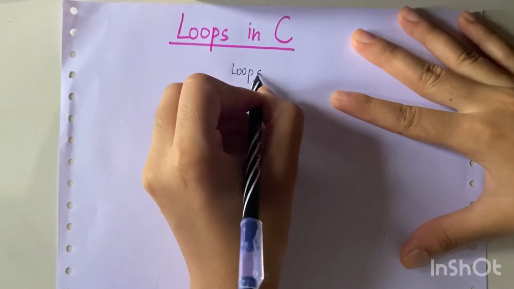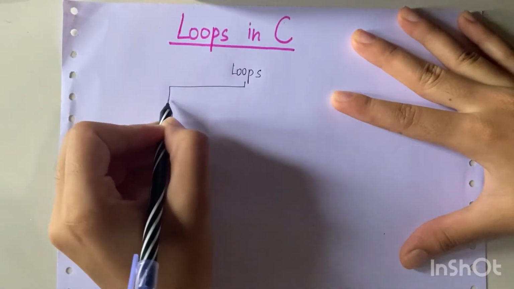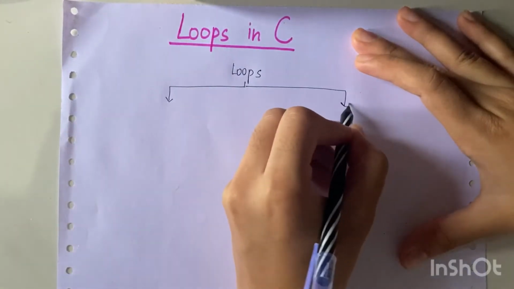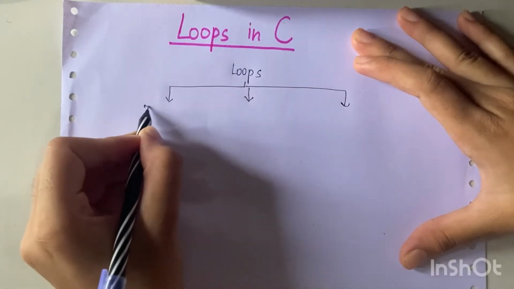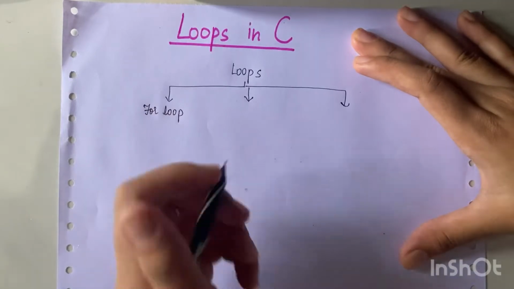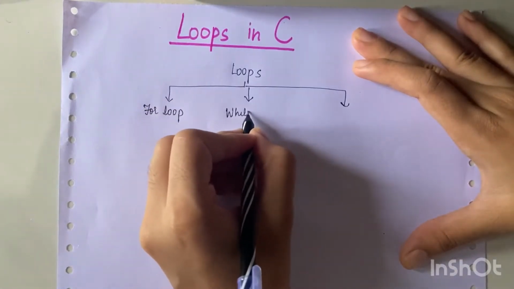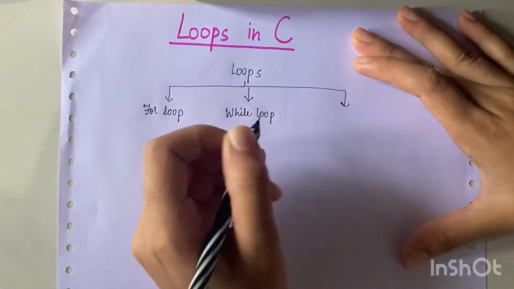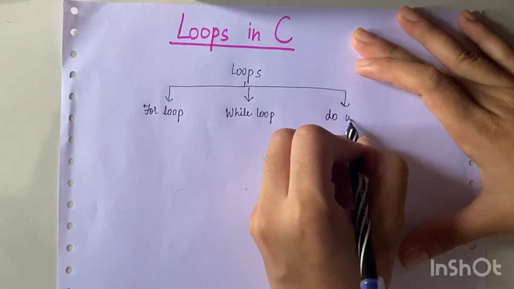Loops have 3 types: for loop, while loop, and do while loop.